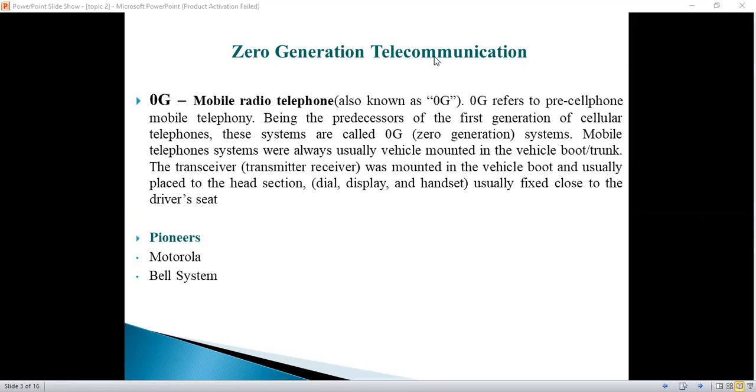Ehtisham Ahmed and Fiza Khalid, please come on time next time.